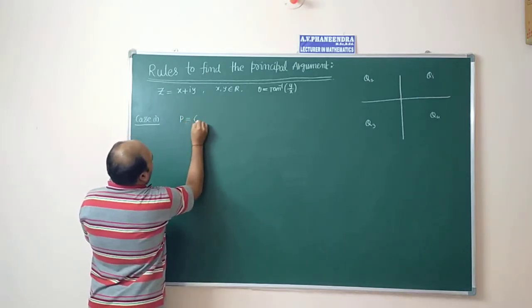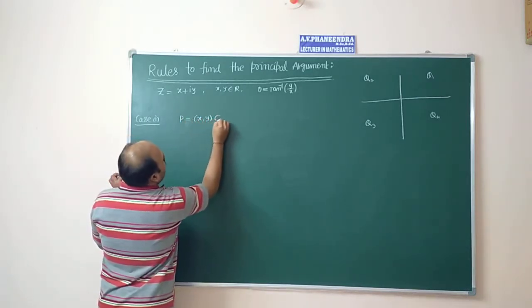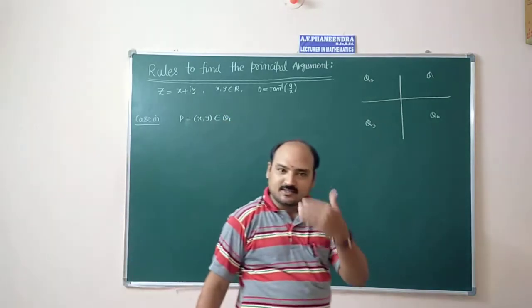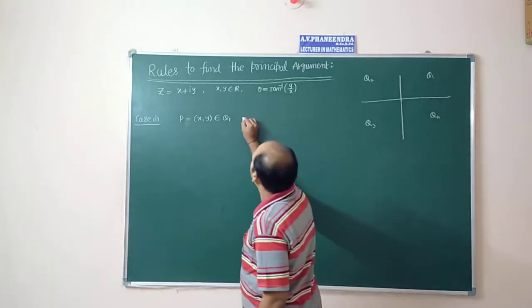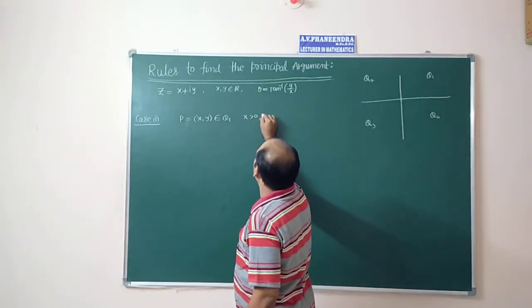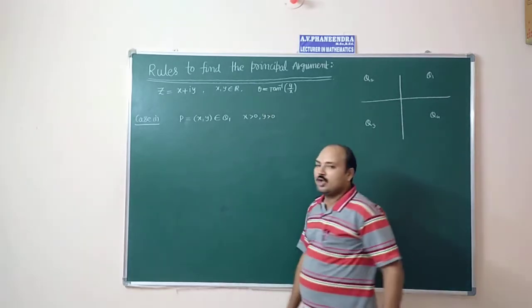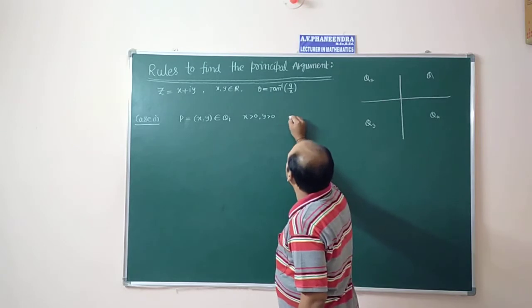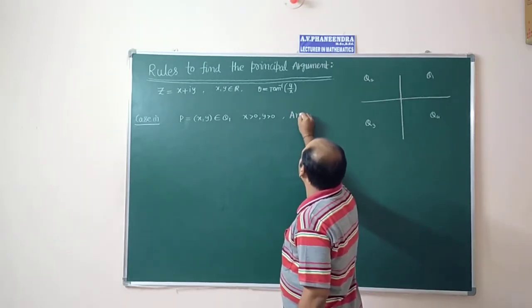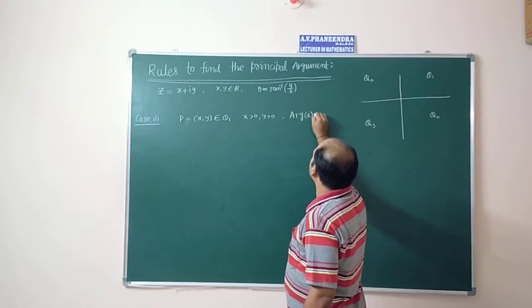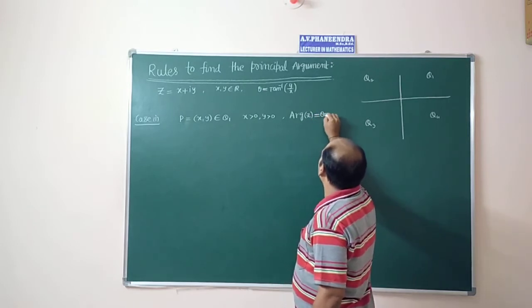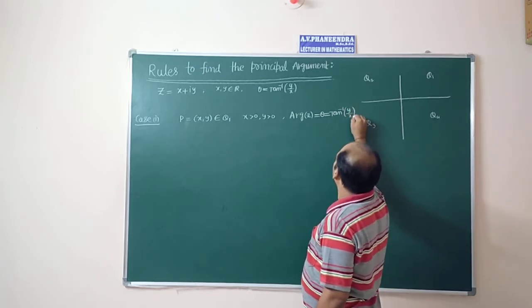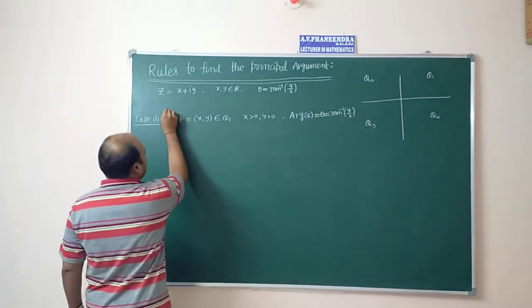In the first quadrant, case 1, P equals (x, y) belongs to Q1. In the first quadrant we know that x is greater than 0, y is greater than 0. Whenever x is greater than 0 and y is greater than 0, the argument of z is equal to theta, that is equal to tan inverse of y by x. This is case 1.